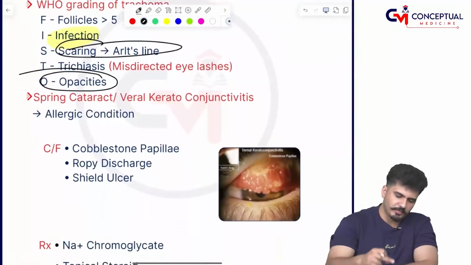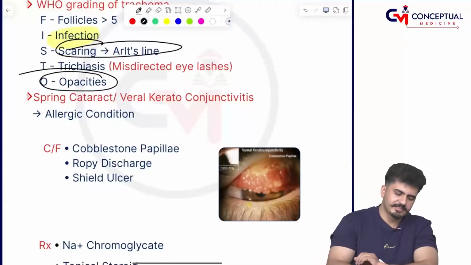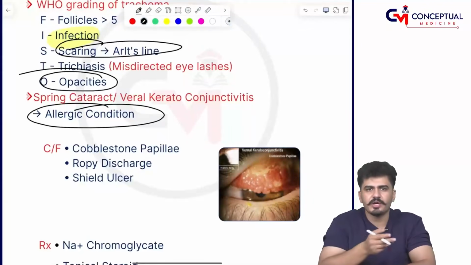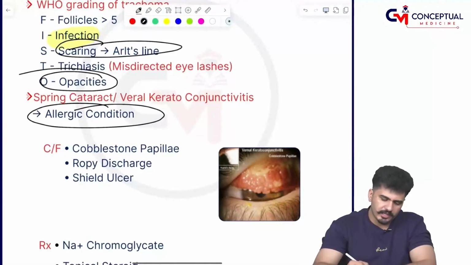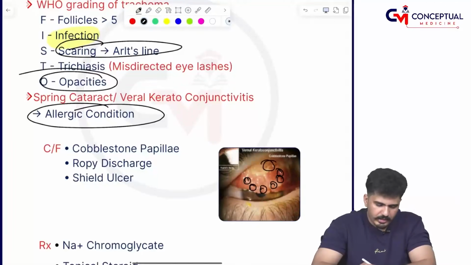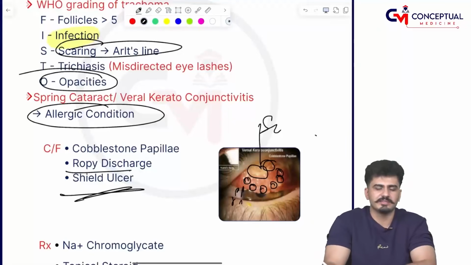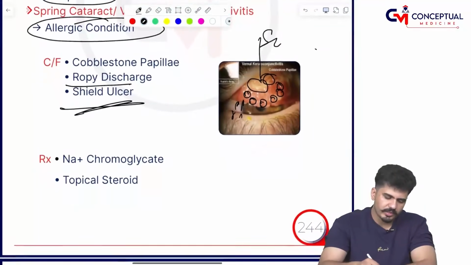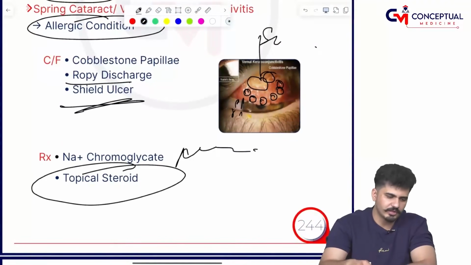Next disease we have to talk about is spring catarrh or vernal keratoconjunctivitis. My dear friends, spring catarrh or vernal keratoconjunctivitis is because of an allergic condition. So which season are you going to think of? Spring season. That is why spring catarrh. Here you are going to see the cobblestone papillae. You can very well see them like cobblestones. Ropey discharge is going to happen from them, sir, and shield ulcers you are going to see, sir. This is a shield ulcer, sir. In treatment, sodium cromoglycate, that is a mast cell stabilizer, plus topical steroid we have to give, sir.